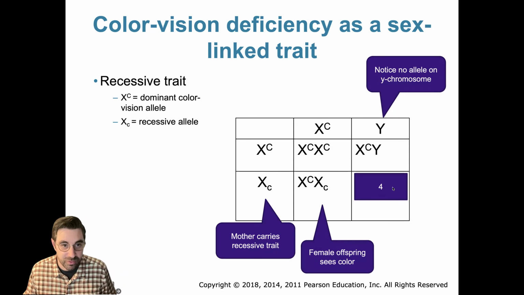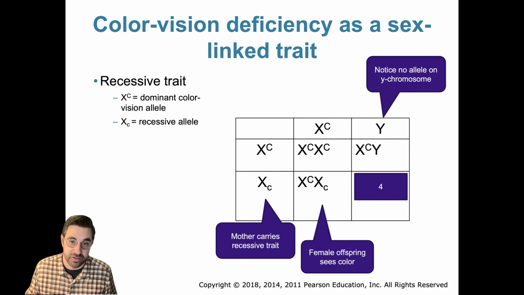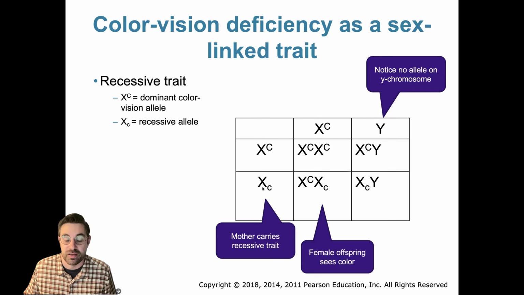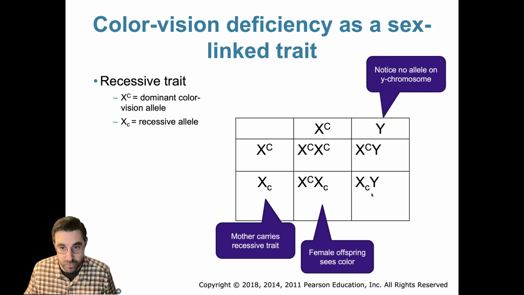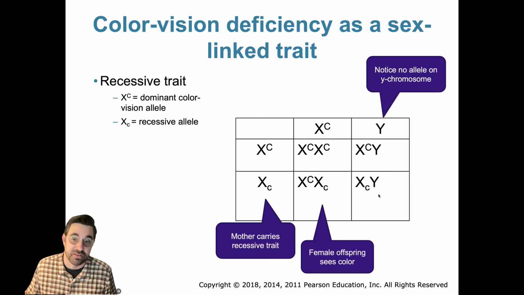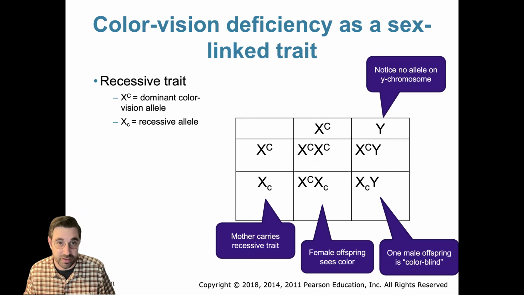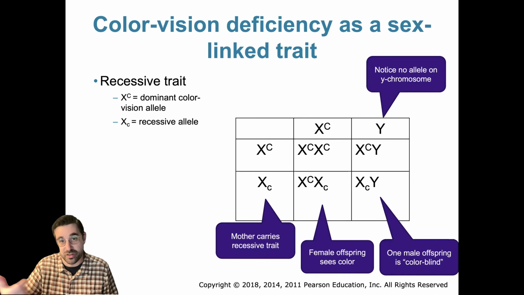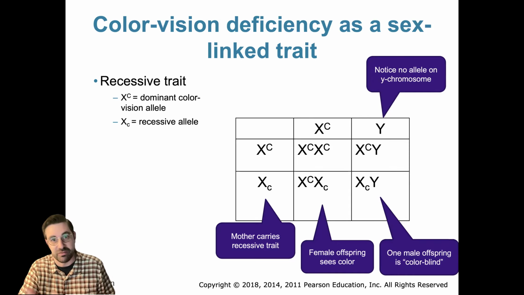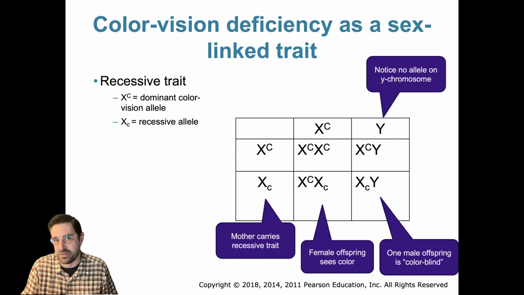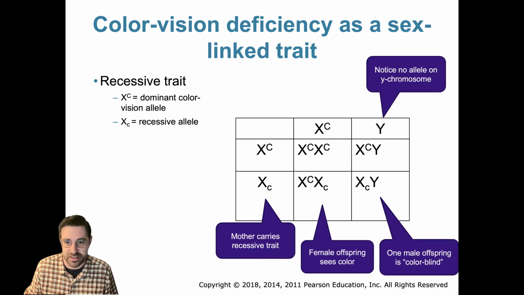But this one, number 4, is where we're going to see color vision deficiency, because they only have one X chromosome, and the X chromosome has the recessive allele. So in this case, the male offspring would be colorblind, which typically doesn't mean that you can't see in color at all. It means that there's a certain band of wavelengths that are more difficult to differentiate. And we'll discover why that is when we cover vision later.